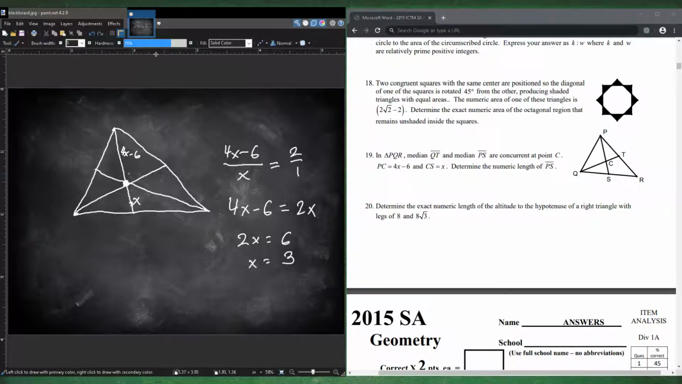To find the length of PS, so this entire length, which is 5x minus 6, plug in your 3 in here. So that's 15 minus 6 equal to 9. So that's your answer for number 19.